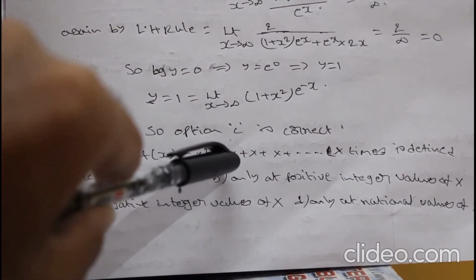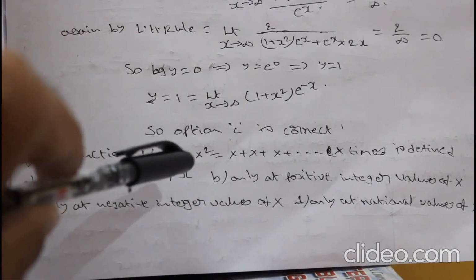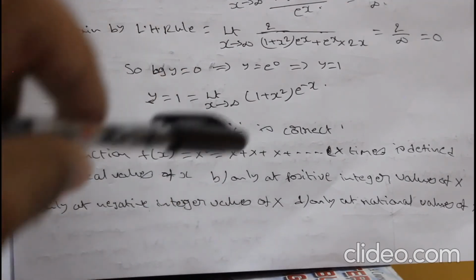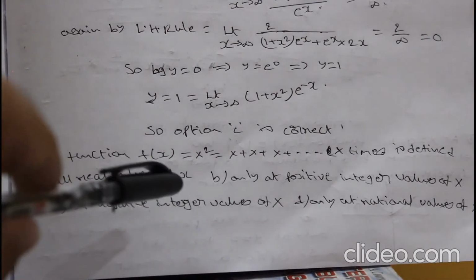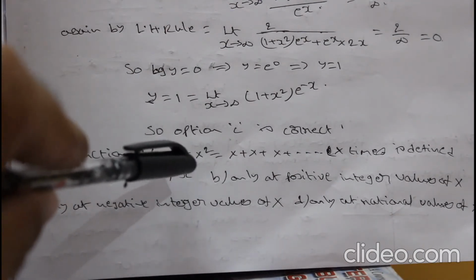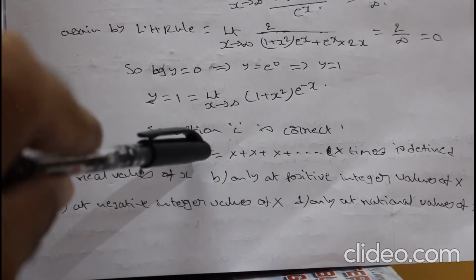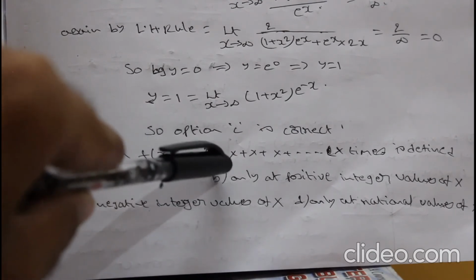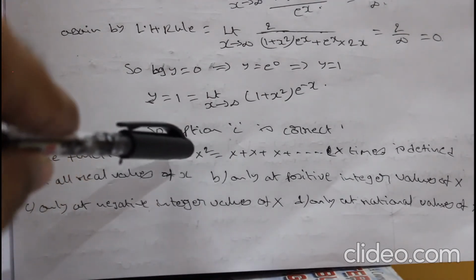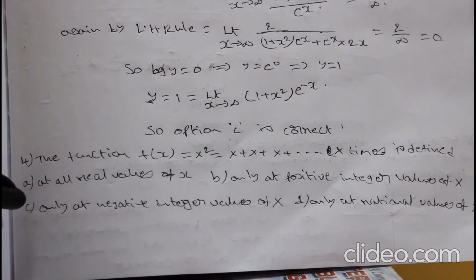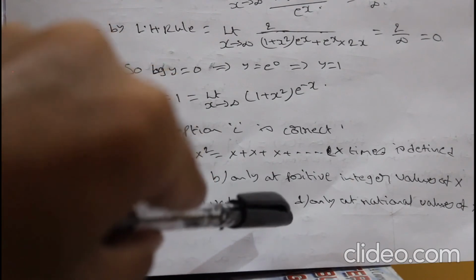3 square is equal to 3 plus 3, so 9 is equal to 9, satisfying. For positive integers it is satisfying. Now negative integers, let us take minus 1. So minus 1 square, that is 1, is equal to x times minus 1, so 1 is equal to minus 1 is not satisfying, so directly in the first step itself it failed. So option C is eliminated.